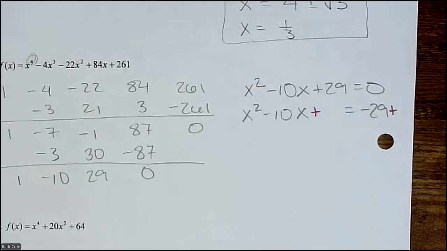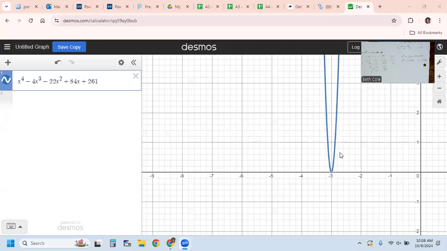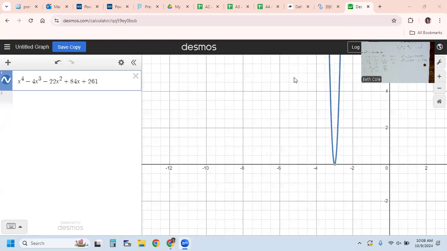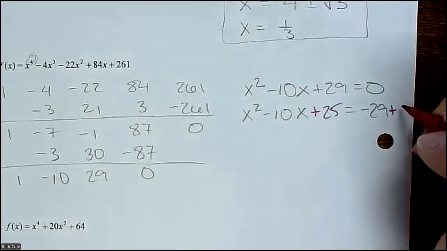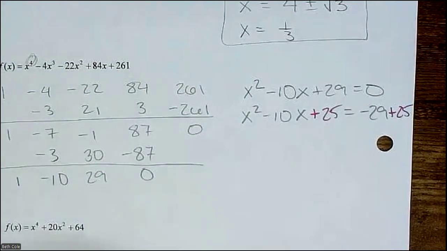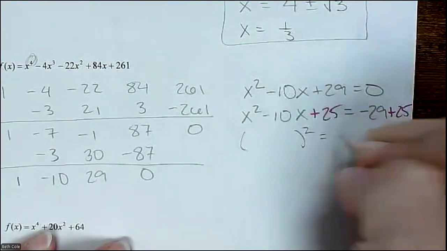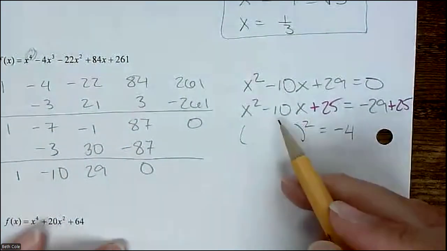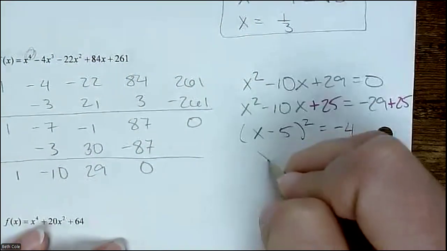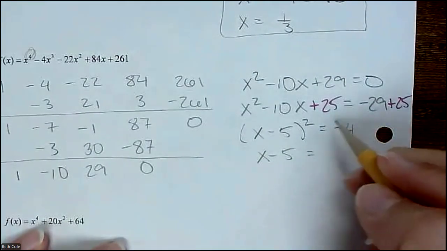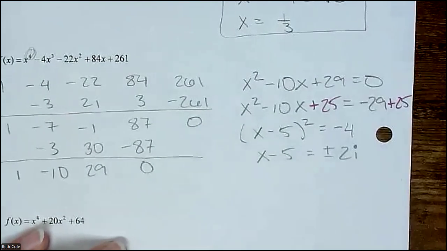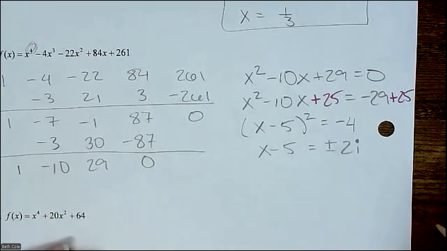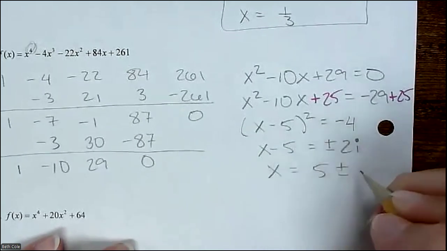And we're actually expecting imaginary answers for this one. We should get i in our answer because this doesn't touch the x-axis anywhere else. There aren't any other real ones, so it should come out imaginary. So divide by 2 and square. We're going to add 25 to both sides. We're going to have blank squared equals -4. In the blank, we're going to put x minus 5 and then just keep going. So the square root of 4 is 2, but it's going to be 2i because it's negative, and then plus minus. So we get 5 plus and minus 2i.